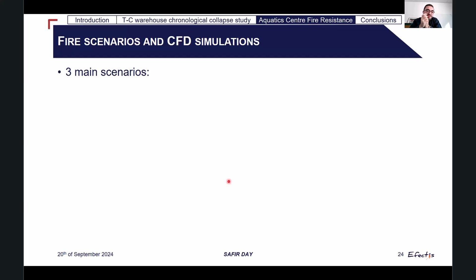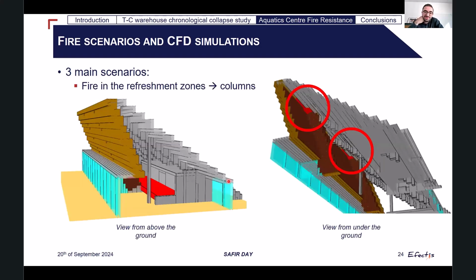These were discussed with the authorities. So the first one we studied was the fire in the refreshment zone. You know, when you take your beer at halftime of a match. For this scenario, it was impacting mainly the timber columns. And we had some issues at first, on the first iteration, when the fire was maintained indefinitely here on top of the columns, just under the stands and the concrete stand. So we had to protect those elements in order to carry out our SAFIR simulations after.